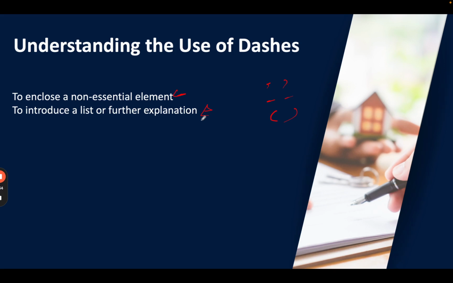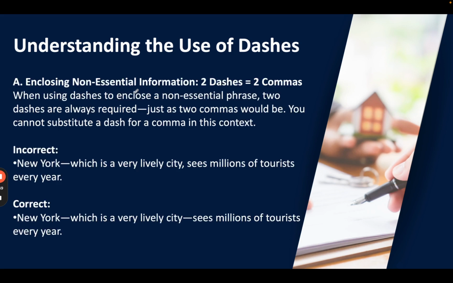The only difference between the use of colons and dashes is that dashes can be used to talk about something non-essential. Colons are not used for this purpose. This is the only difference between the use of colons and dashes. Rest of it, the explanation, the usage is completely the same. Now, when it comes to non-essential information, 2 dashes work as 2 commas. Exactly the same. 2 dashes enclose a non-essential phrase. 2 dashes are always required, just as 2 commas would be.